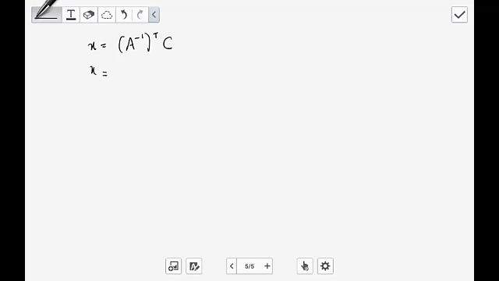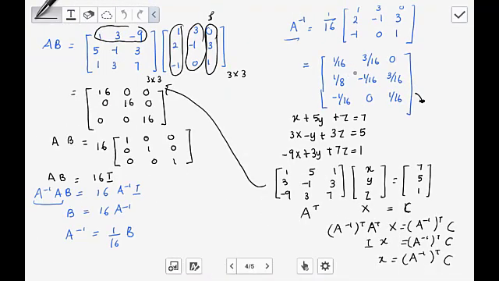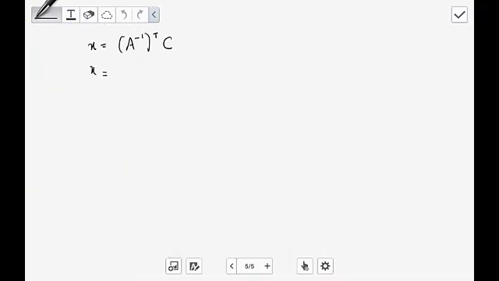I do have my A inverse in the previous slide, which is 1 over 16, 3 over 16, 0. So I'm going to transpose. I'm going to write the first column as the first row, so that's going to be 1 over 16, 1 over 8, followed by negative 1 over 16. My second row would be 3 over 16, negative 1 over 16, 0. And the last row would be 0, 3 over 16, 1 over 16.